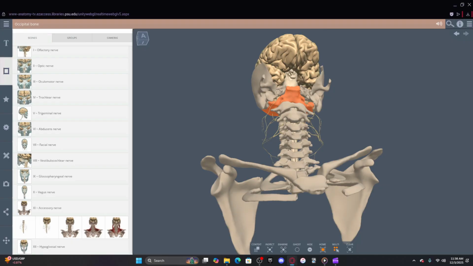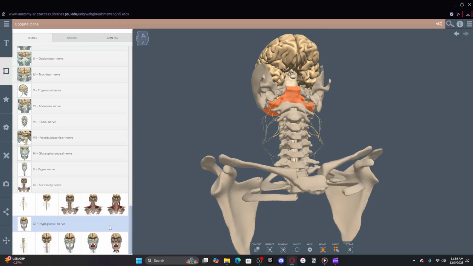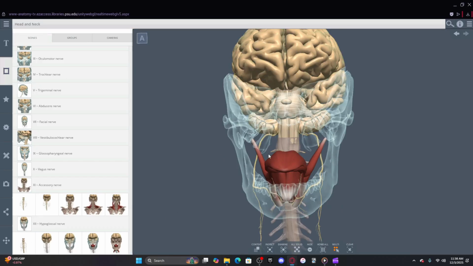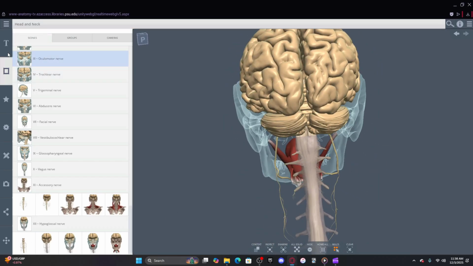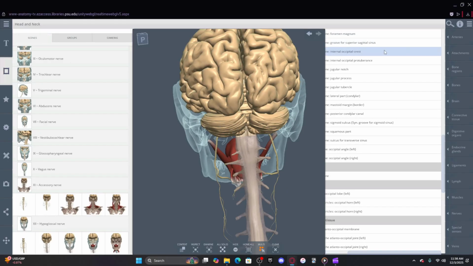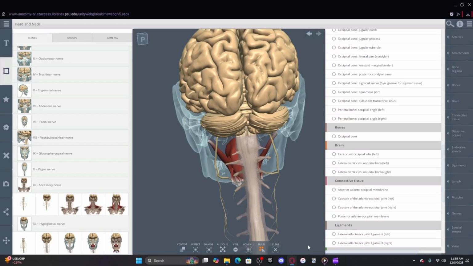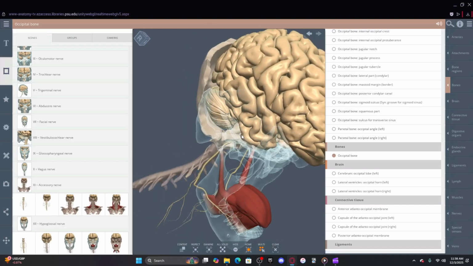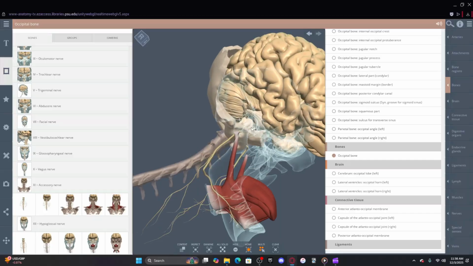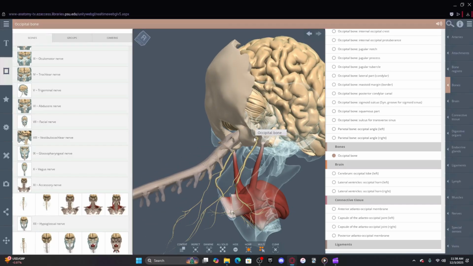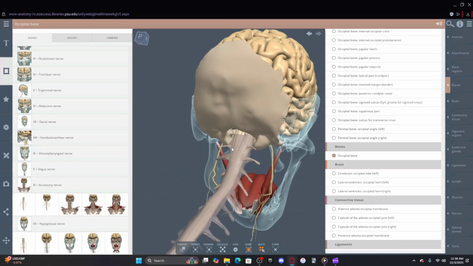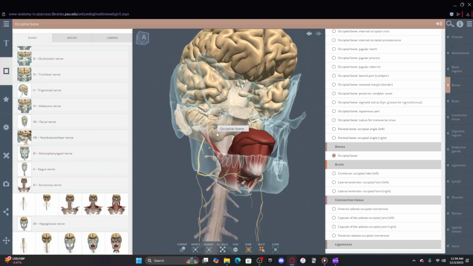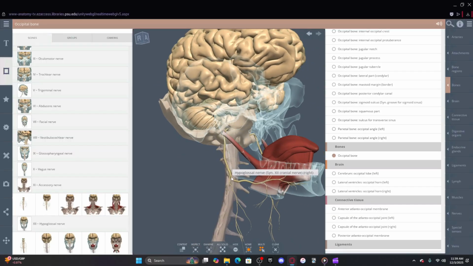And then we're going to look at the last cranial nerve, which is the hypoglossal nerve. The hypoglossal. And this cranial nerve is going through the hypoglossal canal. So let me just show you that. It's on the occipital bone. All right, so you see cranial nerve 12 coming from the brainstem and going through the hypoglossal canal. Right? Hypoglossal canal, hypoglossal nerve.